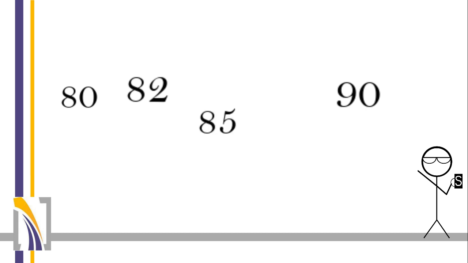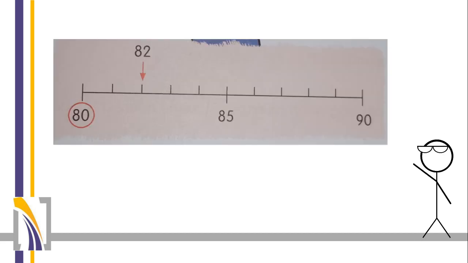Now, let's draw a line. With this line, we can know for sure which number is the nearest one to 82. So, if we round off the 82, it will go to the 80. So, we say that 82 is approximately equal to 80.